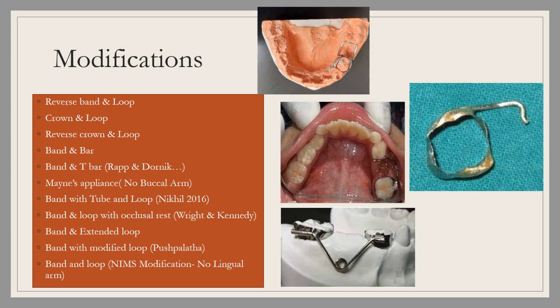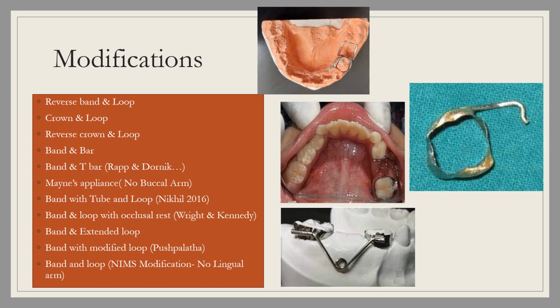Band and bar is another appliance. The single arm appliance shown here is the band and bar. There is no buccal arm, only the lingual arm will be present. And band with tube and loop. This is the Nickel 2016 appliance, according to the case report published. So you can see how the band and loop are modified.